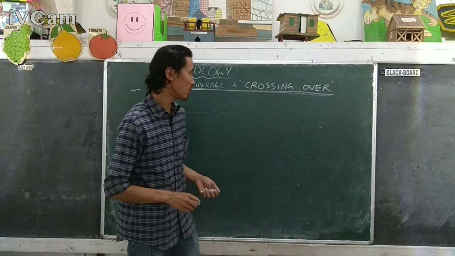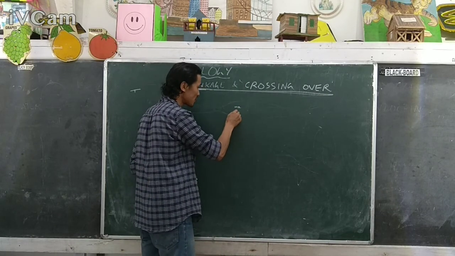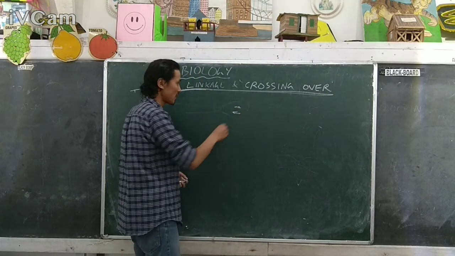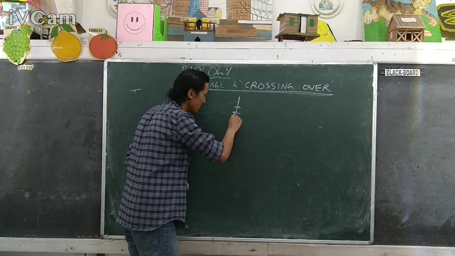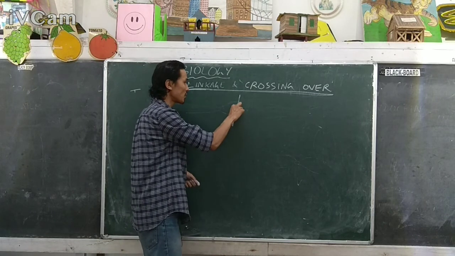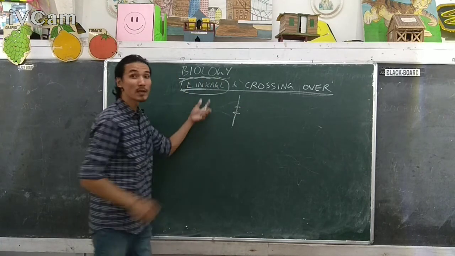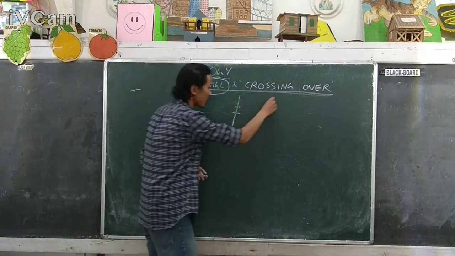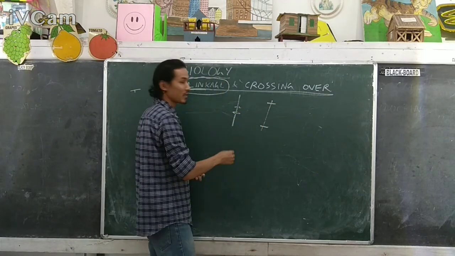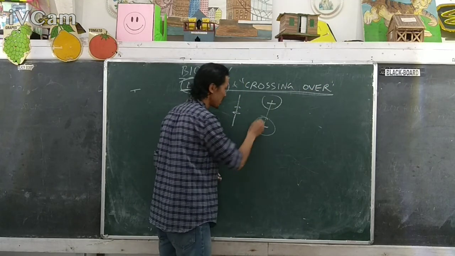So the thing to remember when we're dealing with linkage and crossing over is the distance of genes that are responsible for characters in the length of a chromosome. If the genes are close to each other, that means there is more chance of linkage. If the genes are far away, that means there is more chance of crossing over, because this segment might break over here and it might break over here.